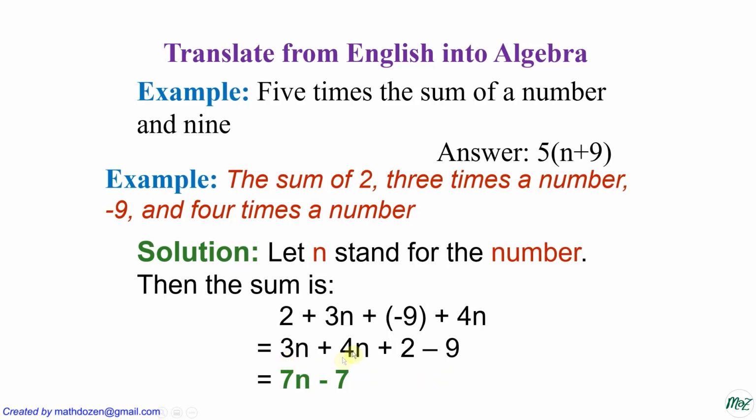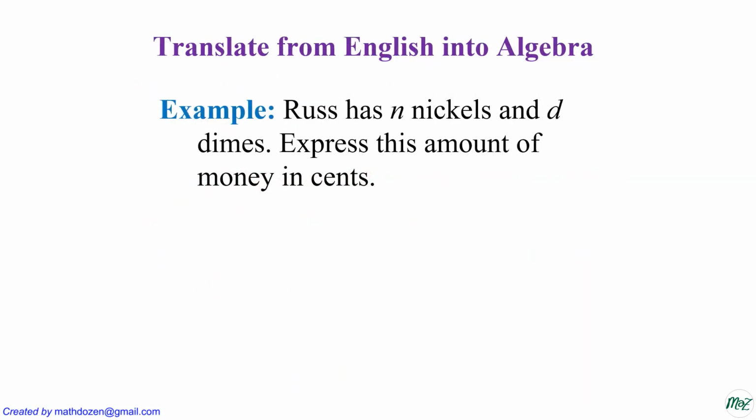Now 3n and 4n is 7n, and 2 and -9 is -7. So that's a complete translation of our example into the mathematical statement and even using the step to simplify that. And another example that's more applicational, something that you can see and touch in your everyday life.